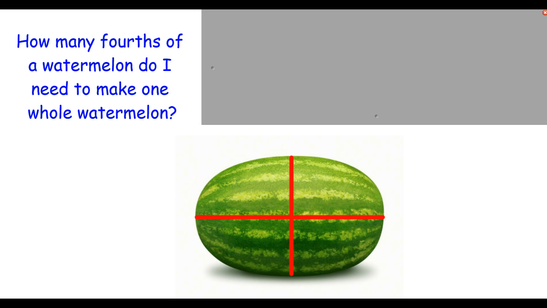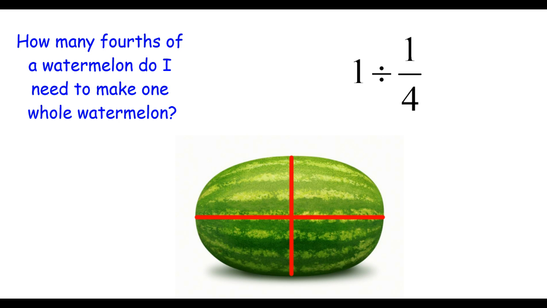So let's think of a watermelon. And let's say we want to split this watermelon into fourths. Now this one whole watermelon, we can think of that process of splitting it into fourths as dividing, and thinking: how many fourths of a watermelon do I need to make a whole watermelon? Or what's 1 divided by 1/4? One watermelon split into equal groups of 1/4.